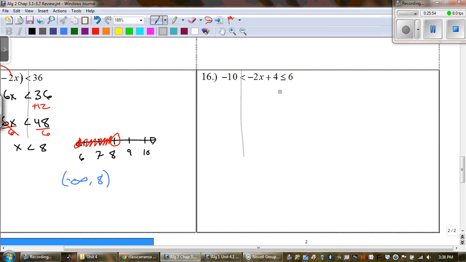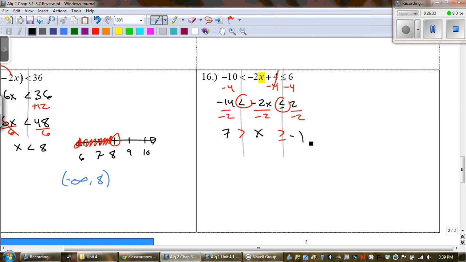All right, last one. Number 16. Once again, we want to solve for x. So we have to subtract 4 from everything. And we get negative 14 is less than negative 2x is less than or equal to 2. I want to get the x all by itself, so I'm going to divide by negative 2. I divided by a negative, so we have to flip the signs, and we get positive 7 and negative 1.